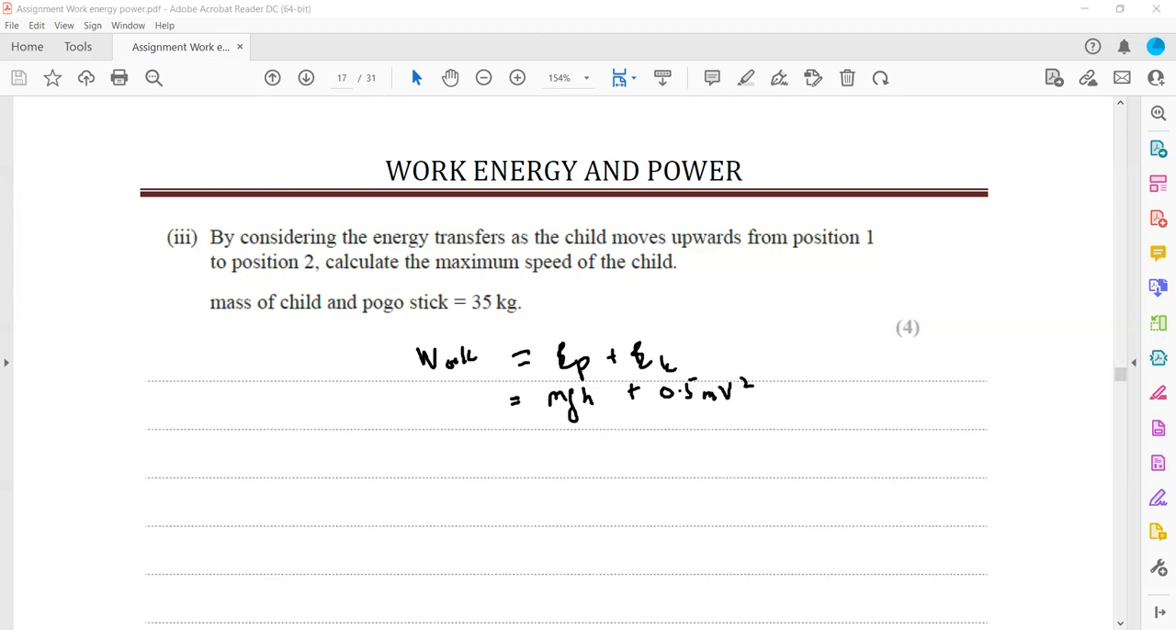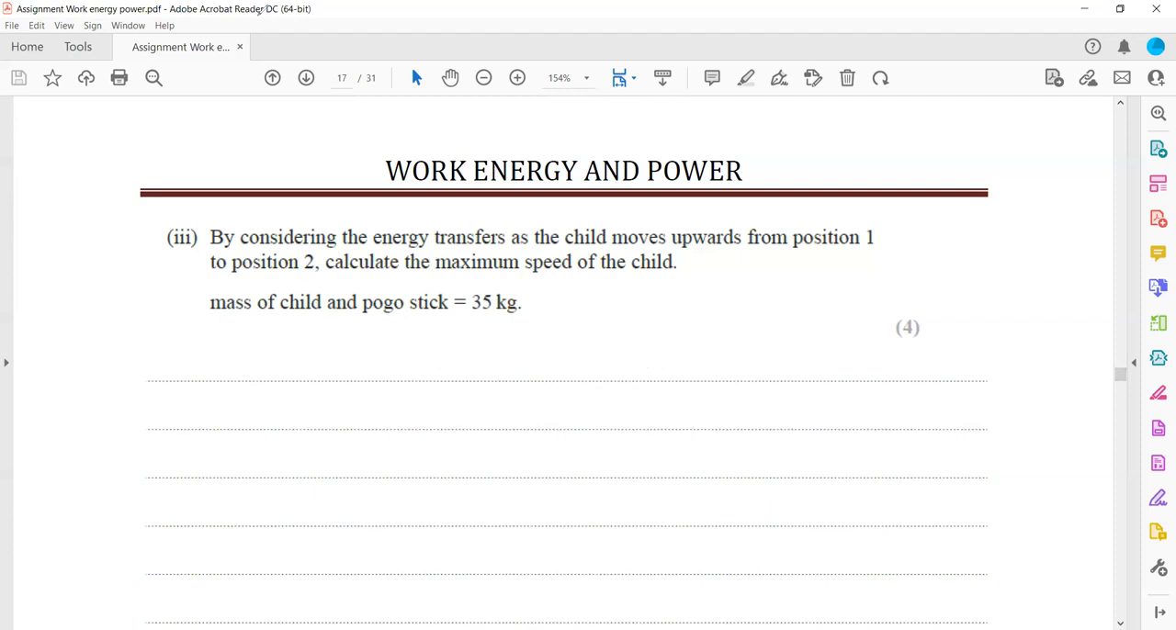So how much work he did? That will be 120. So we just substitute the value of the mass and the height to get the value for v. It will be about 2.5 meter per second, 2.48, which is about 2.5 meter per second.